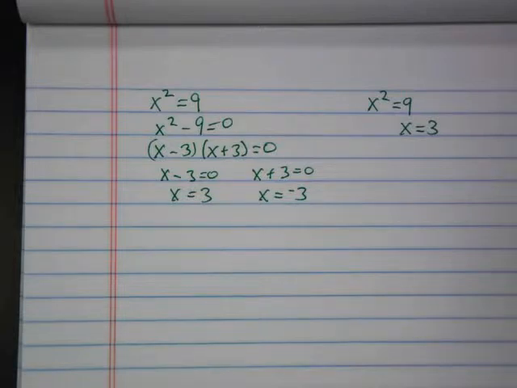When you have equations that have x squared, you're almost always going to get 2 answers. It's going to be very, very rare that you don't get 2 answers. I'll give you an example here in just a second. You're almost always going to get 2.